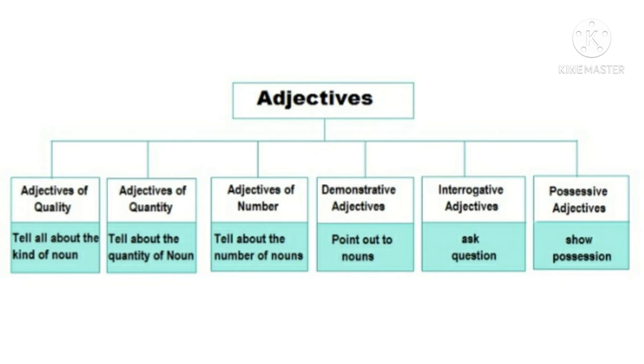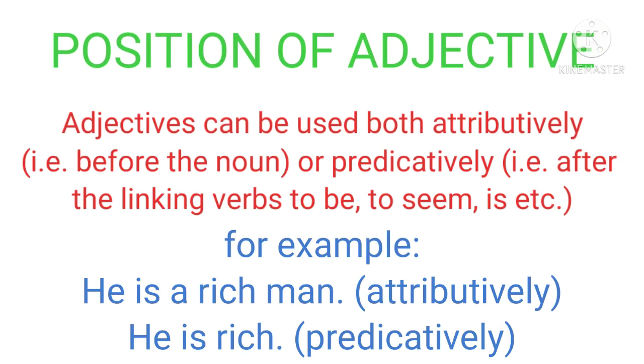Now, children, position of the adjectives. Mostly adjectives can be used both attributively or predicatively. For example, we can say he is a rich man or he is rich. If you are saying he is a rich man, here rich emphasizes the man, that is the noun. So here rich is used attributively. If you are saying he is rich, then it is used predicatively.